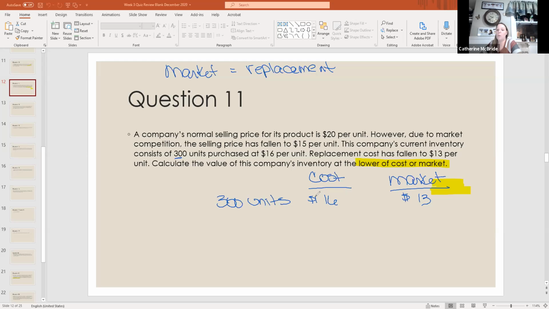So we want to know the value of the company's inventory. The value should be the 300 units times $13, which is 3,900, because we're going to do lower of cost or market. Oh, yay, inventory. All right, are we good here?